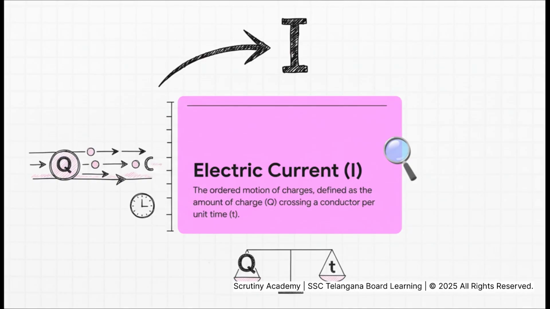Electric current, which we call I for short, is really just that ordered motion of charge. You can think of it like counting cars on a highway. We measure the current by seeing how much charge, or Q, passes a single point in a specific amount of time, T. It's that simple. More charge passing by in less time means you've got a higher current.